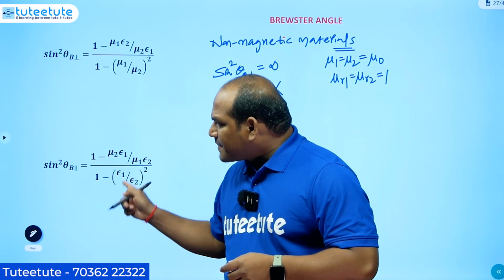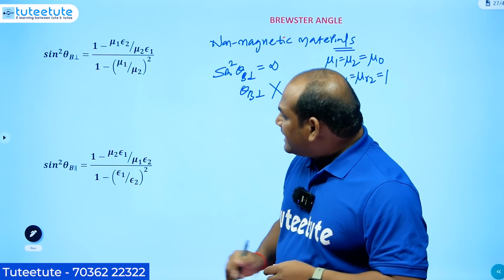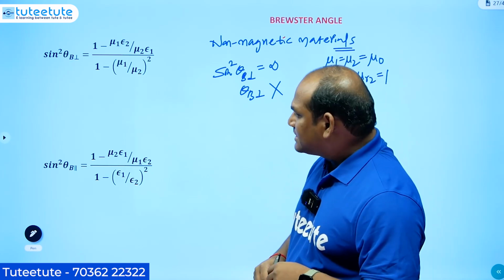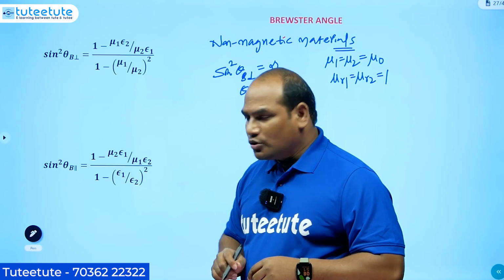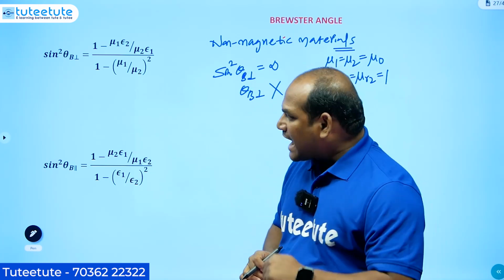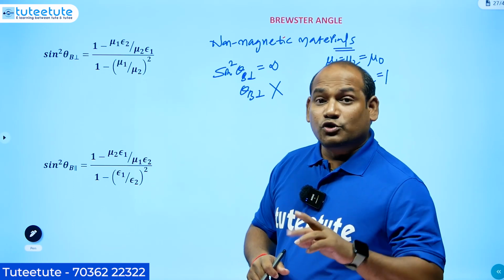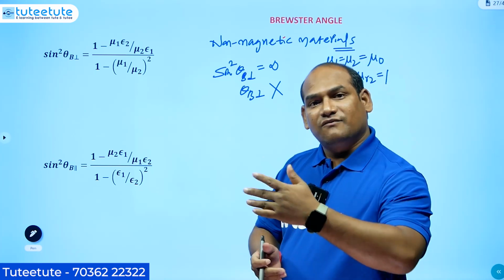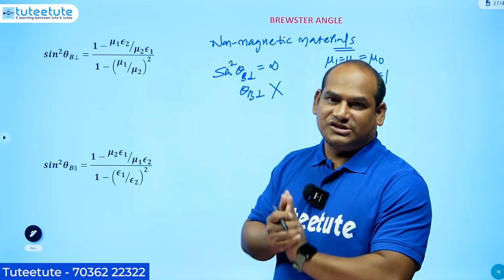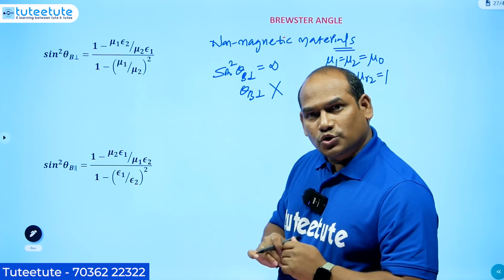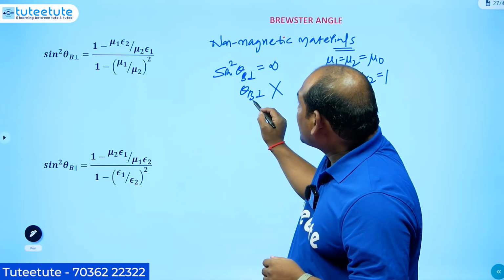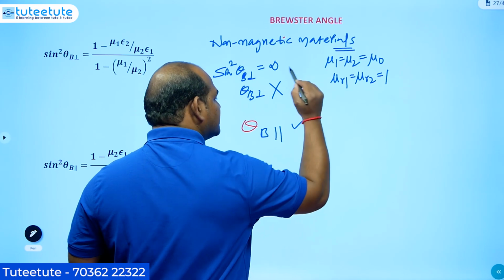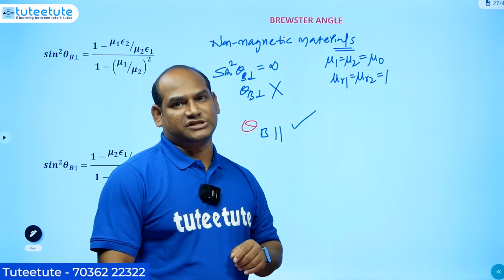But if you see this parallel polarization Brewster angle, in the denominator we have permittivities. So even if you are taking non-magnetic materials, that means even if you take mu1 equal to mu2, there is no problem. Here we can have a Brewster angle for complete transmission, or for having no reflection. That is what you need to understand. So for non-magnetic materials, theta b perpendicular is not existing, but theta b parallel is existing for non-magnetic materials. That is what you need to understand.